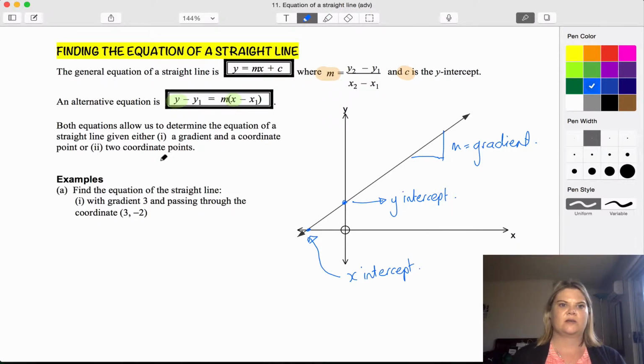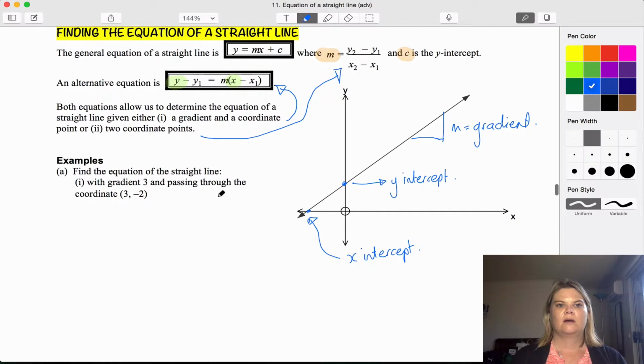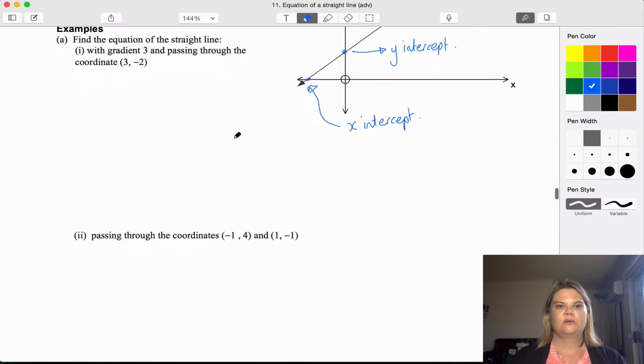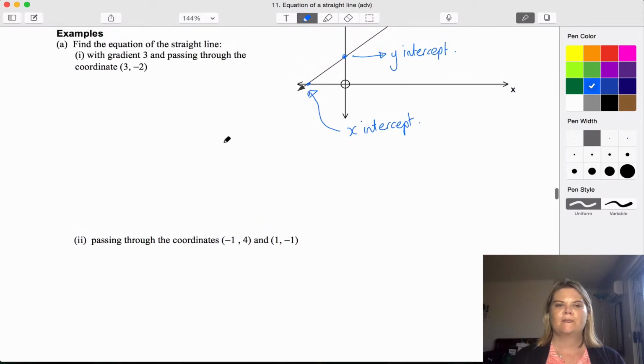Both of these equations allow us to determine the equation of a straight line given either a gradient and a coordinate, and I recommend you use this equation if you have one coordinate and you know the gradient. Or if you have two coordinate points, you will need to first of all find the gradient using this equation, and then you can use this equation. I have two examples here for you to have a go at. Pause the video now to have a go at these.